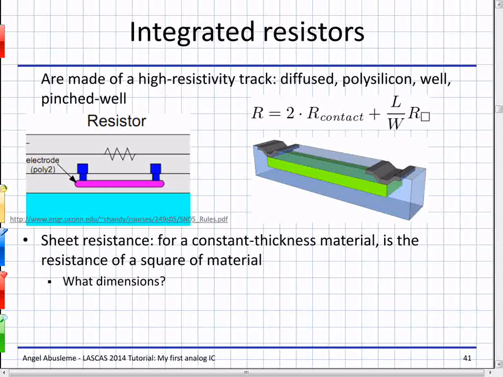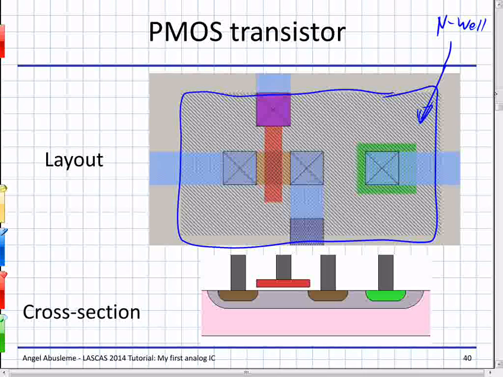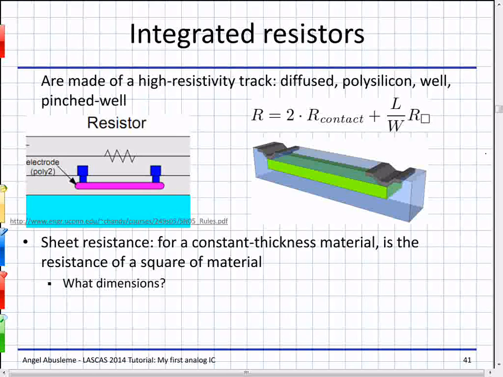Resistors. So resistors are usually made of high resistivity material. It could be metal, but metal is not very high resistivity, so we use polysilicon. Polysilicon has an implant that makes it really low resistivity. So we need to block that implant to prevent that from being low resistivity. We use silicide block, which is something that allows us to create high resistivity material.